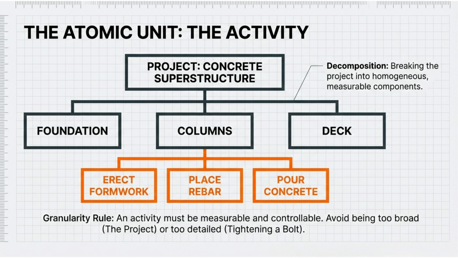And the golden rule here is what I call the granularity rule. An activity must be measurable and controllable. If it's as big as the project, too broad. If it's as small as tighten a bolt, too detailed. You're looking for that sweet spot where you can say, with a straight face, this task starts on Monday, takes 3 days, requires 4 workers, and I'll know when it's done. That's an activity. That's schedulable. That's what goes on your chart.